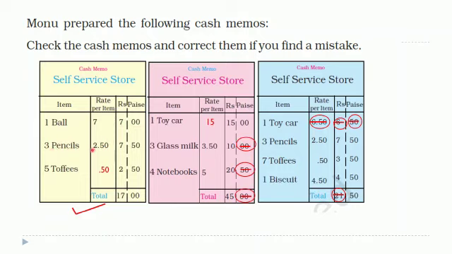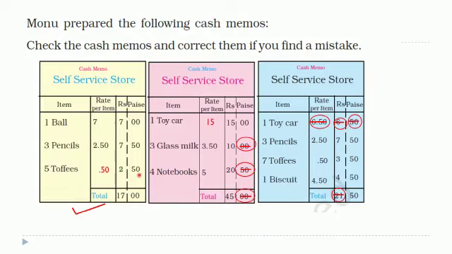So it's correct. 3 pencils. First we have to write the cost of 1 pencil, that is 2 rupees 50 paise. So 3 pencils will cost 7 rupees and 50 paise. Then 5 toffees. For 5 toffees, first write here the cost of 1 toffee, because they have not given it, you have to fill this.